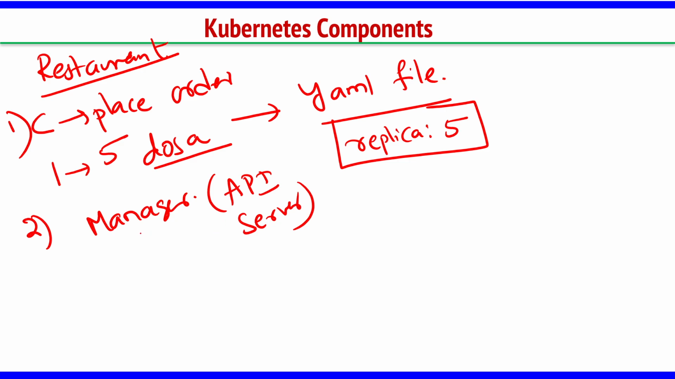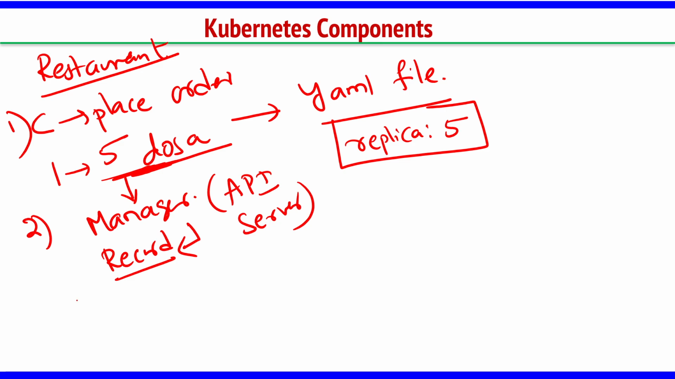What is his job? His job is to continuously listen to you and take your order. His job is just to take your order. It means your request is given to the API server. The manager's job, the API server's job, is to take the order and record it, store it, or submit it. Record it means take that request.